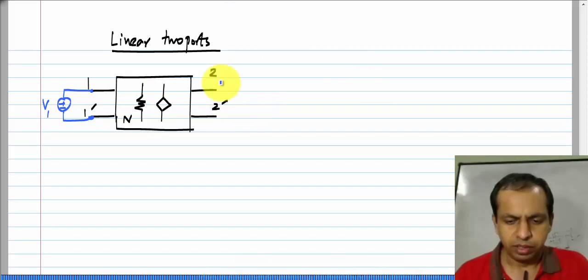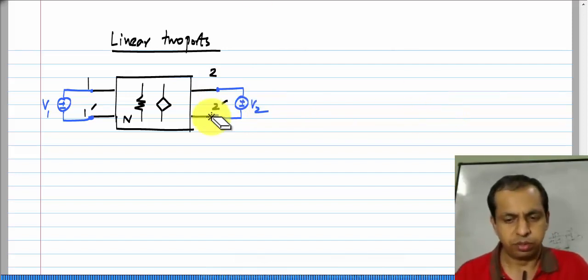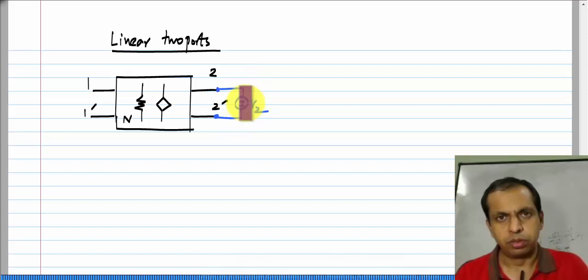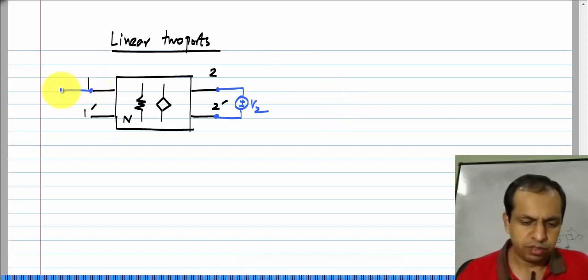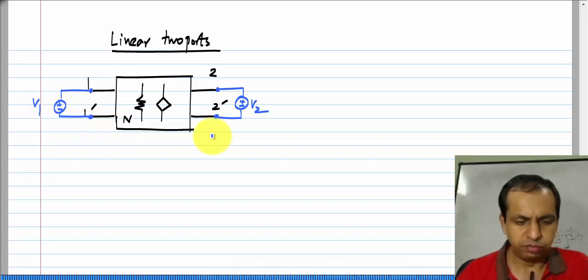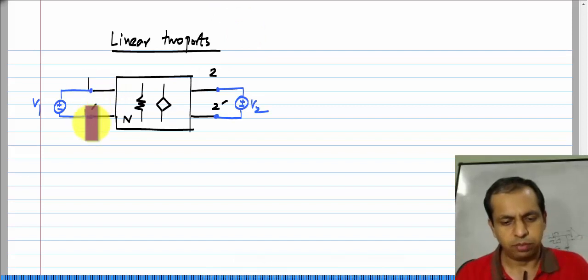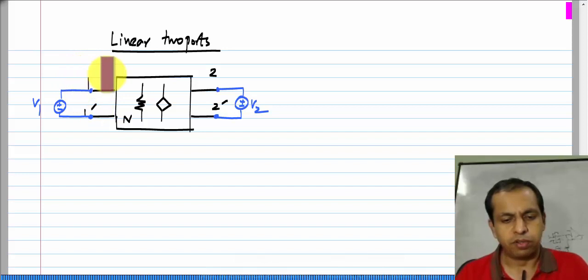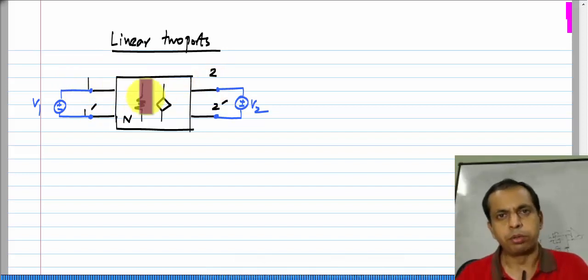Similarly, if I apply a voltage source only to the right side, that is V2, then the currents in these terminals, as well as everywhere else in the circuit, will be proportional to V2. Now, if you connect voltage sources to both sides, V1 and V2, then the currents in these terminals 1 prime as well as 2 prime, and also everywhere in the circuit, will be a linear combination of V1 and V2. As long as only these 2 terminal pairs are exposed to us, all we need to know is the linear combination for the currents that go into the 2 port. We do not need to know the internal details of the circuit.